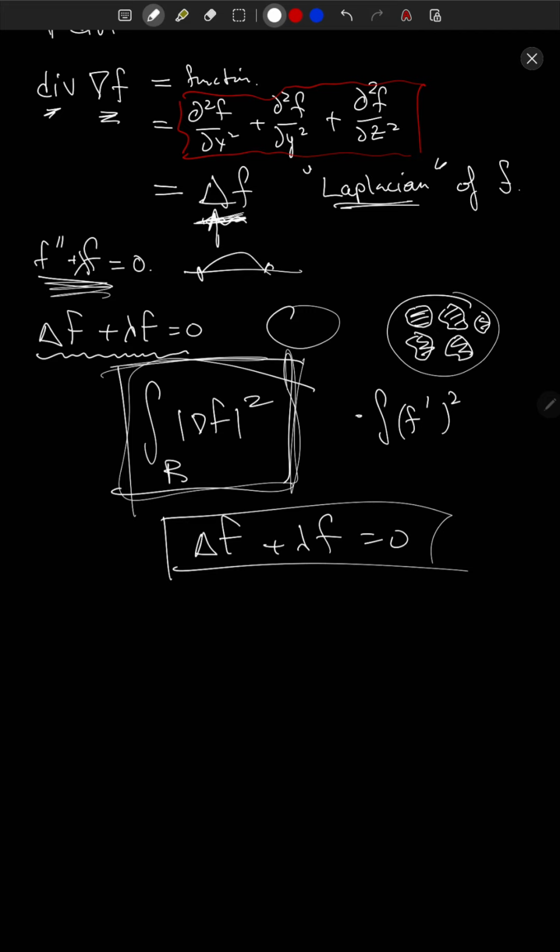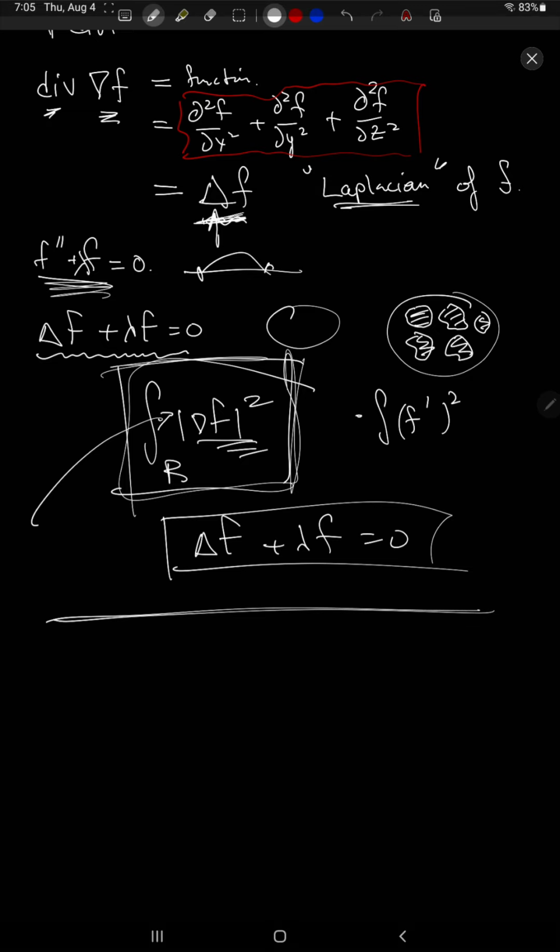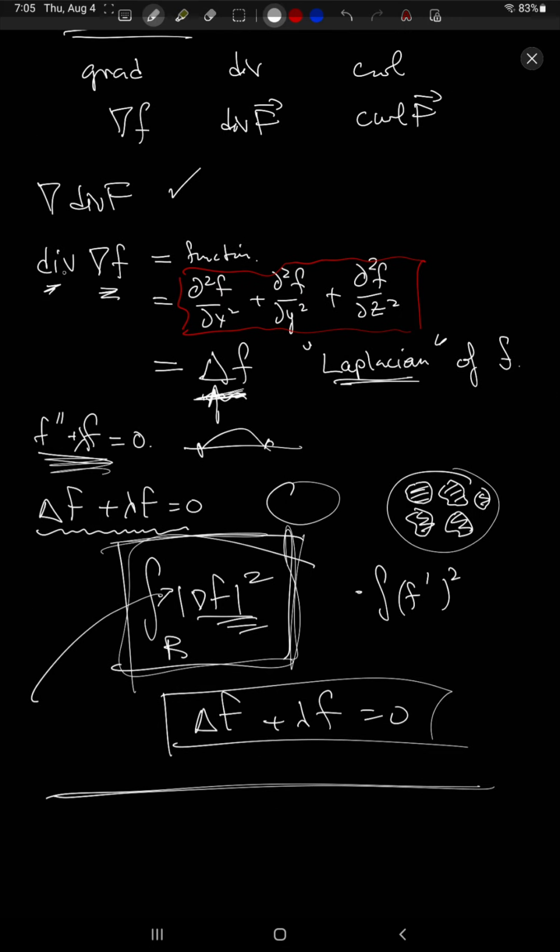So super important in that things like this are often called energies, and you want to minimize energies oftentimes in physics, or action or something like that. So while this divergence of the gradient doesn't have a nice identity associated with it, it's a super important operator.